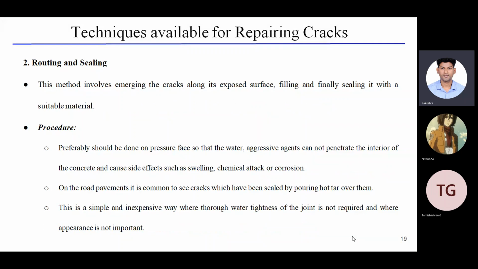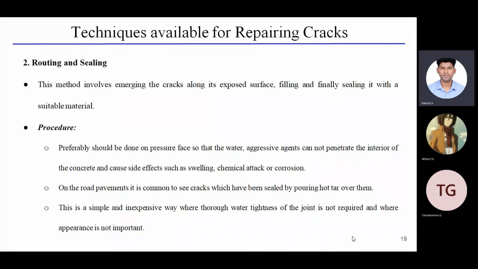Then comes routing and sealing. This method involves enlarging the cracks along their exposed surface, filling, and finally sealing with a suitable material. The image of this routing and sealing will be coming on the next slide. How we will be doing this is, preferably, it should be done on the pressure face of the water.